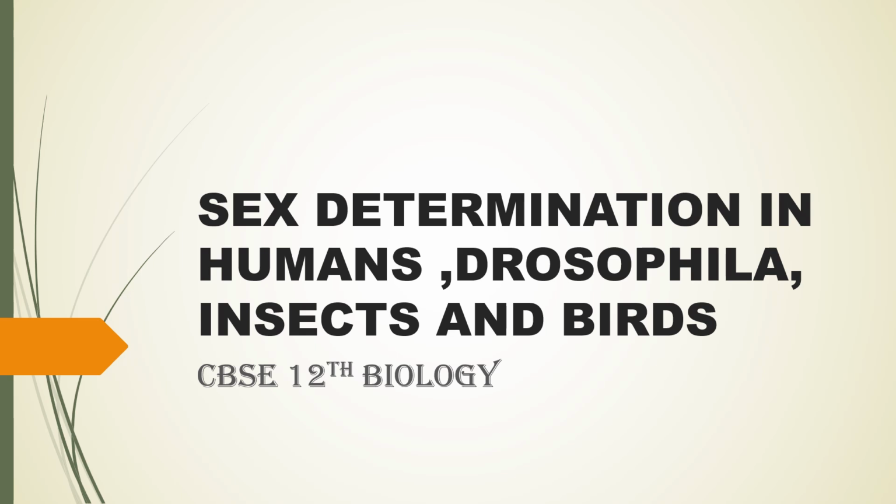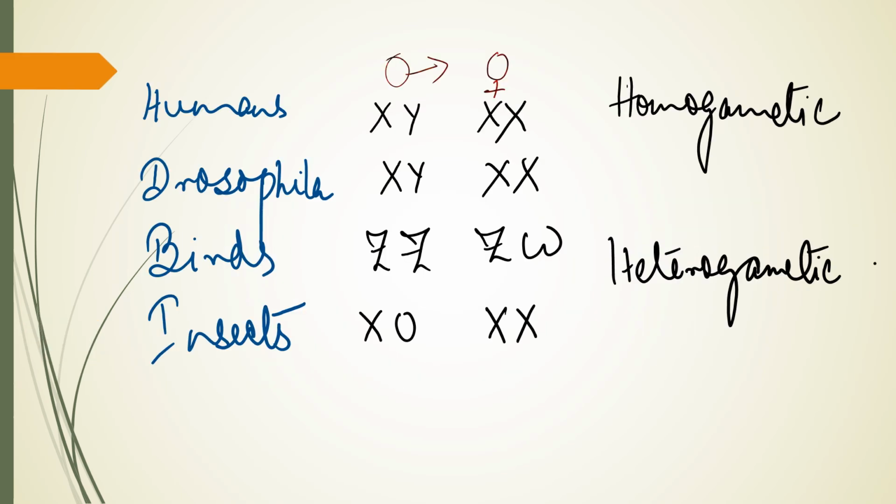So let's get started. Here we have written about a few organisms like human, Drosophila, birds and insects, right? The sex determination in these only we are going to study today. So let's get started here. This is representing the male and this is representing the female.